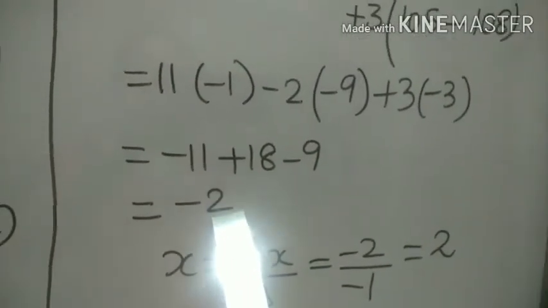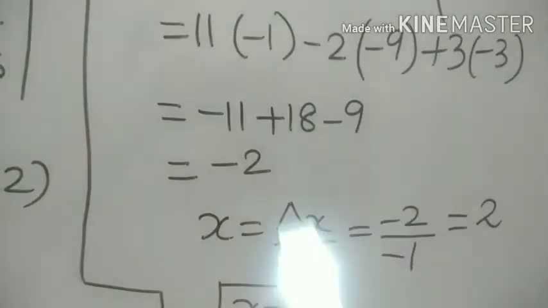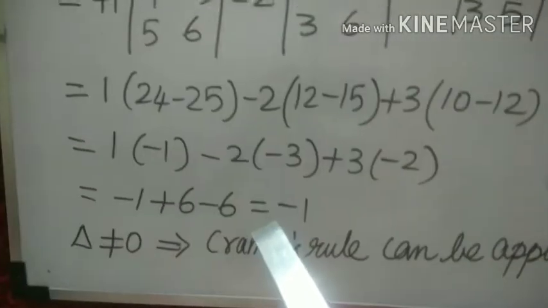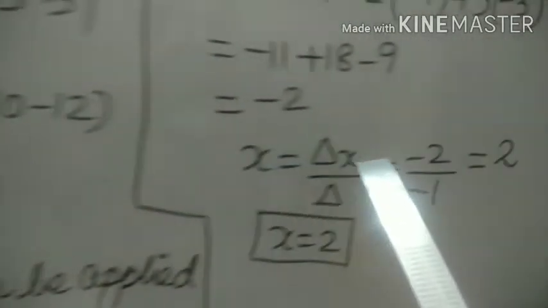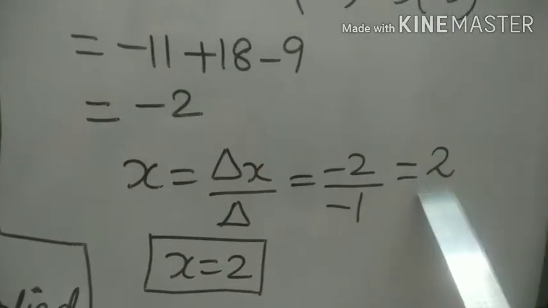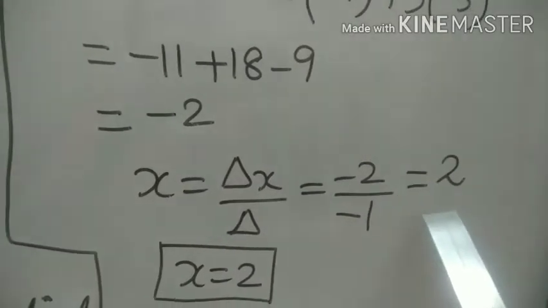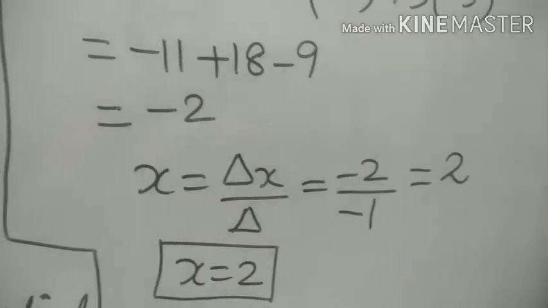So what does Cramer's rule say? X is equal to del x by del. Del x value minus 2 and del value minus 1. So we get x is equal to minus 2 by minus 1, which is nothing but 2. Similarly, we find out del y and del z followed by y and z.